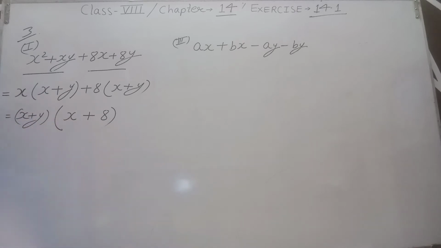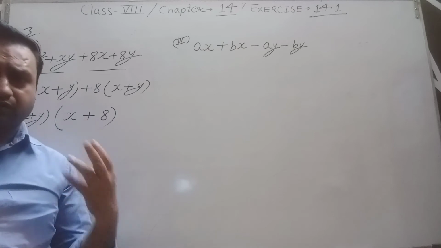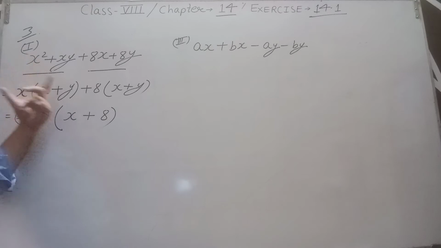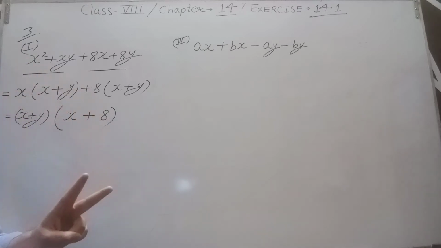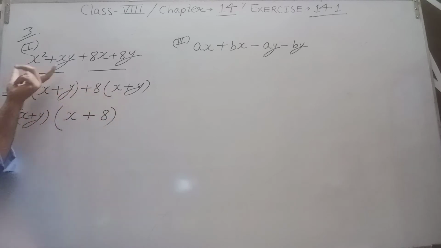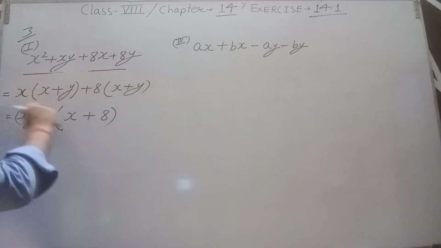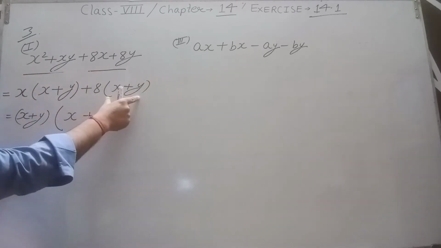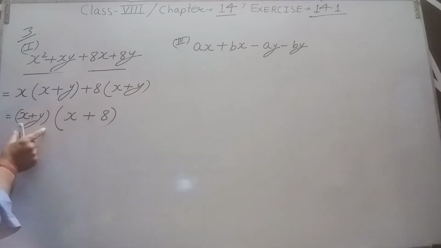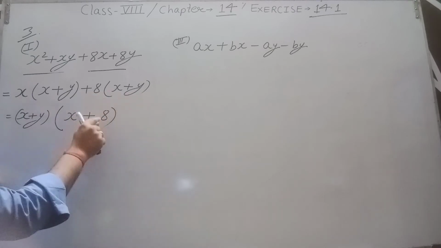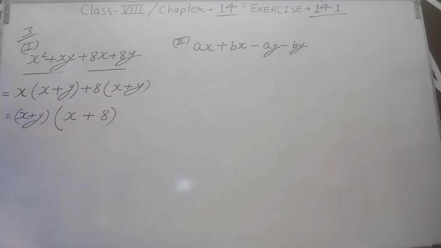So I again repeat, if any algebraic expression contains 4 terms and we observe that there is no common factor in all the terms, we divide the algebraic expression into 2 binomials. And in the first binomial we observe that it can be factorized as x into x plus y, and it is 8 into x plus y. And in this complete algebraic expression, x plus y is common. So we note it down outside the bracket, and the remaining term from here and the remaining term from here. So it is a complete factorization.